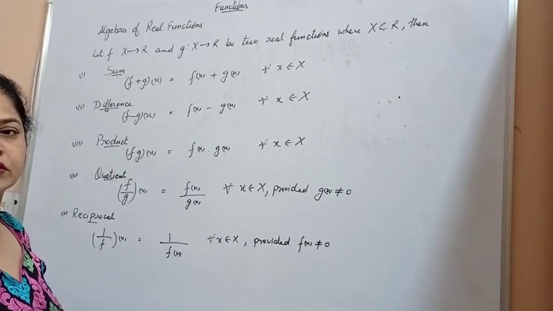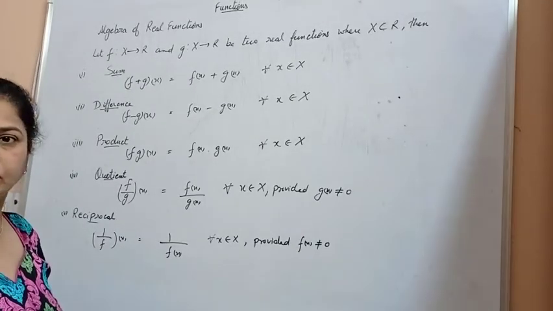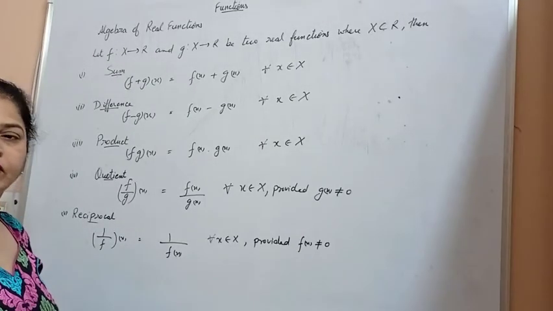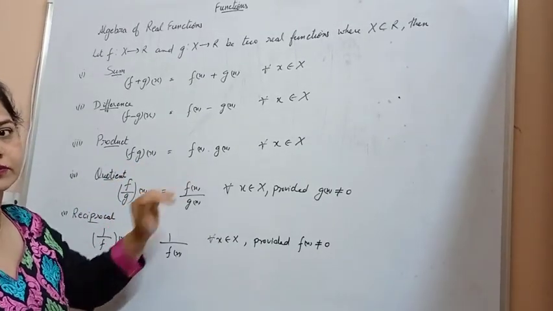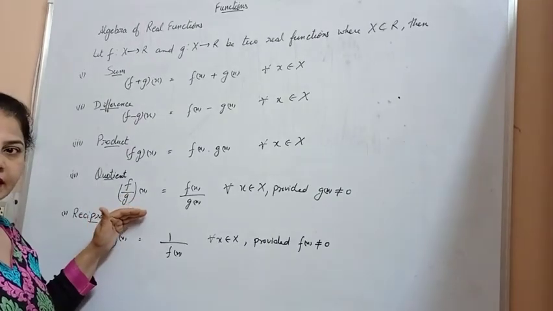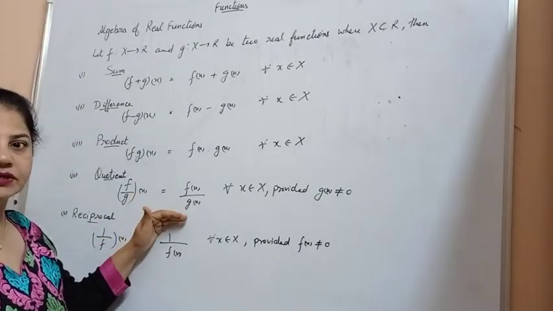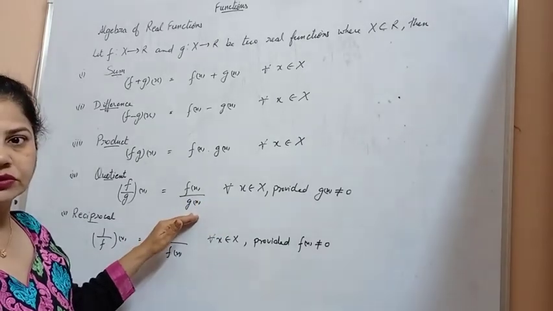And the difference of the two functions, (f - g)(x), is given as f(x) - g(x) for all x belongs to X. The product of two functions is given as (f · g)(x) = f(x) · g(x) for all x belongs to X. And the quotient of the functions, (f/g)(x) = f(x)/g(x) for all x belongs to X, provided the denominator g(x) should not be equal to 0.